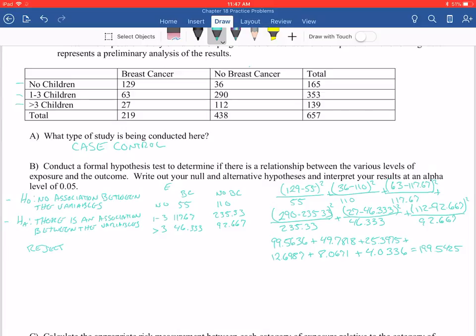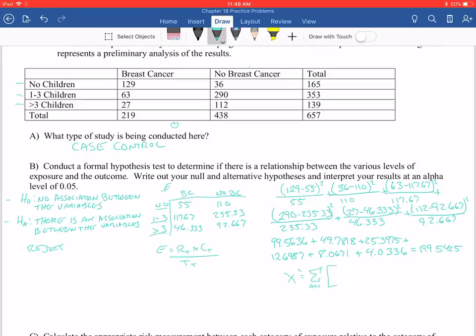So we're going to be doing a chi-square test. Our chi-square null hypothesis is going to state there's no association between the variables. The alternative hypothesis is going to state that there is an association between the variables. Here we have our expected values. Up here are our observed values, and you have our expected values here. Remember, the way you get your expected values is you take your row total times your column total over the table total. When you do that, you'll end up with this table that matches the one above, where you have breast cancer, no kids, 1 to 3 kids, and greater than 3 kids.